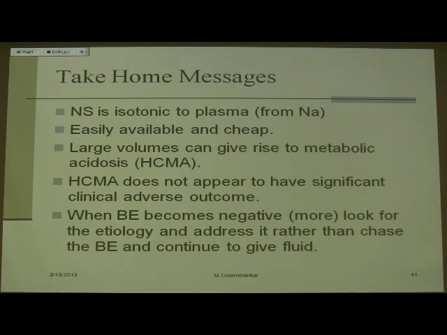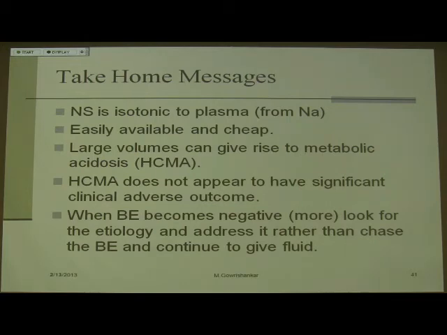So our take-home messages then are normal saline is isotonic to plasma from a sodium point of view, but there's nothing normal about it. It's easily available and it's cheap. Large volumes can give rise to metabolic acidosis, but the type of metabolic acidosis is hyperchloremic metabolic acidosis, and it does not appear to have any significant clinical adverse outcome.